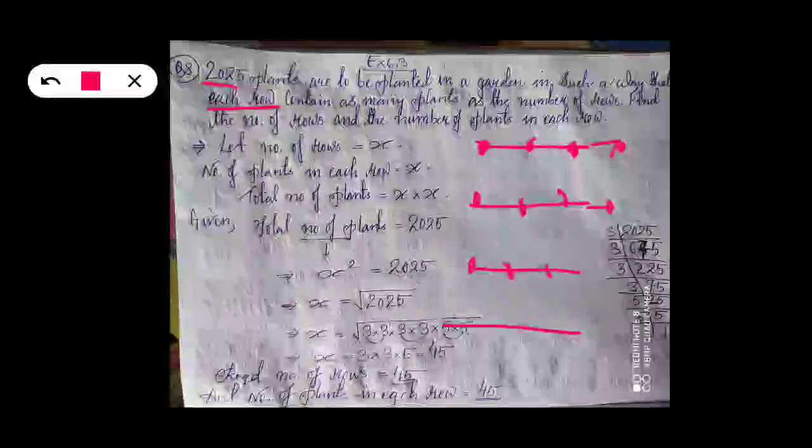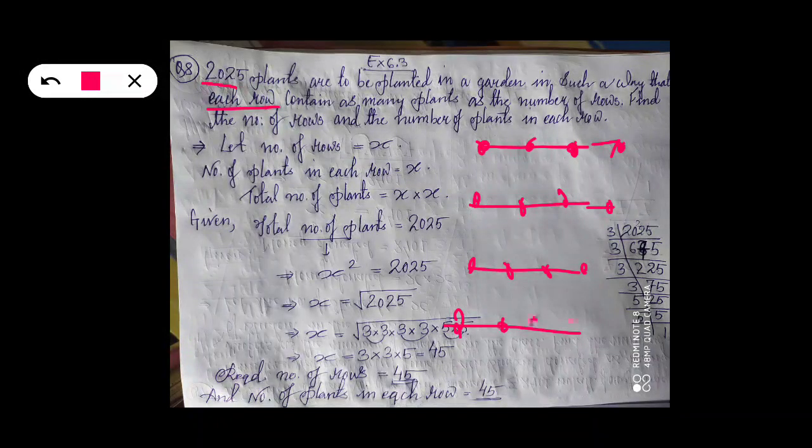One, two, three, four. If there are 5 rows, then each row will have 5 plants. But this is just an example. I made 4 rows here, that's why in each row I'm putting 4 plants. Suppose these dots are the plants.